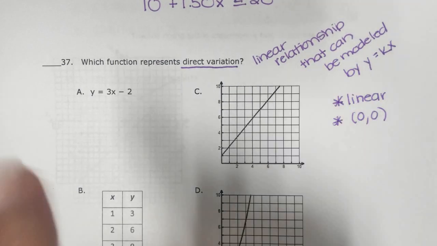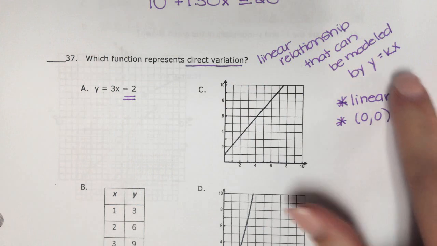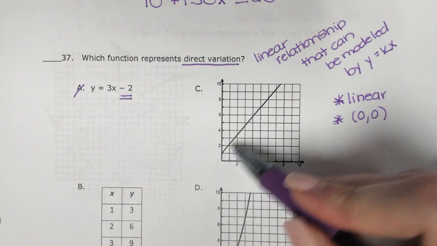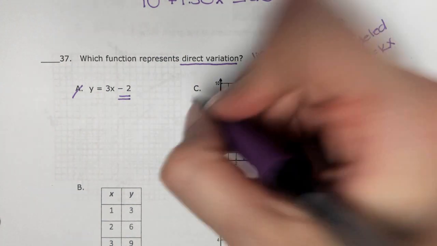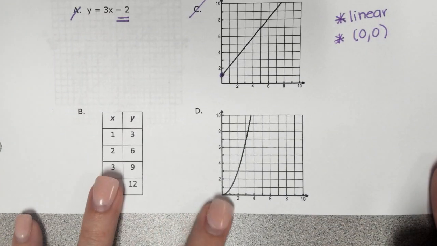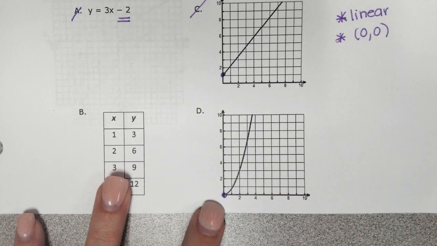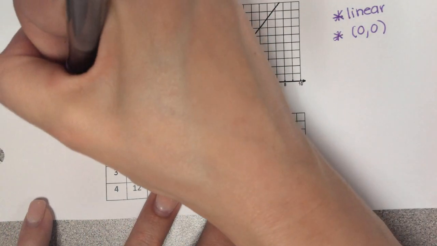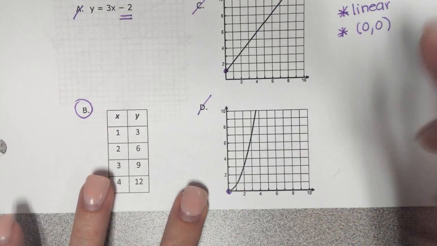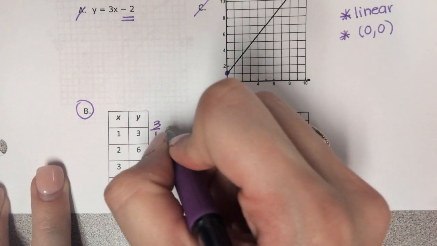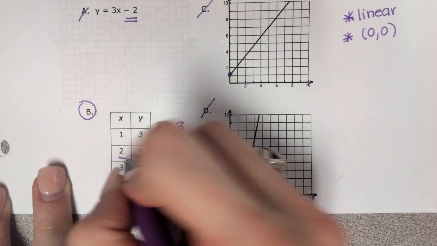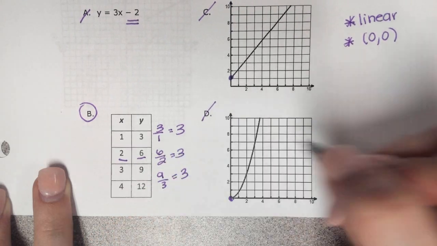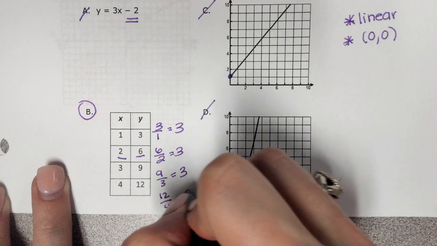Those are the requirements. So here, if this has a -2, that doesn't go through the origin. It's got a b value, so it's not a. Here, this is linear, but it's not going through the origin. It's not c. Here, it's going through the origin, but is that a straight line? No, that's a parabola. This is quadratic. It's not d. It has to be b. You could check it by taking y over x. 3 over 1 is 3. 6 over 2 is 3. 9 over 3 is 3. 12 over 4 is 3.